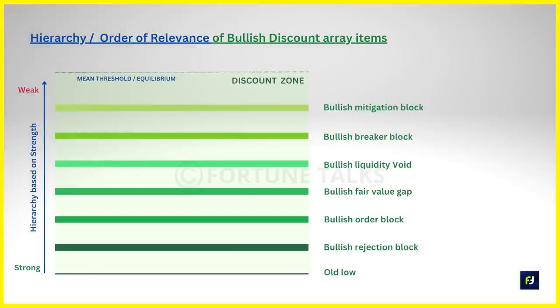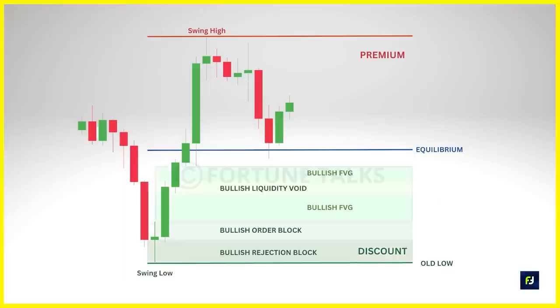Now, even though the relevance of these array items is in this particular order, we should start looking for these reference points in the opposite order. That is, we need to start searching for a bullish mitigation block first, followed by a bullish breaker block, and so on. There is a simple explanation as to why the relevance is in this order, but when looking for opportunities, we should go in the opposite order of the hierarchy. Look at this figure. I have marked some of the reference points within a discount zone. Now, what do you notice?